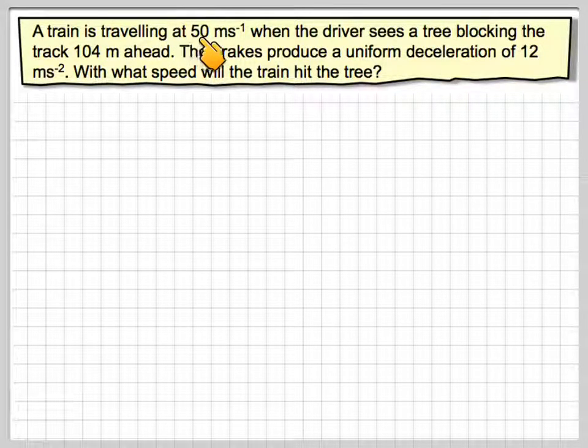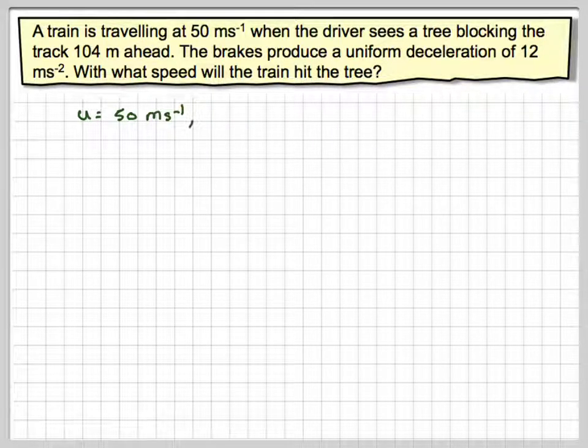A train is travelling at 50 meters per second when the driver sees a tree blocking the track 104 meters ahead. The brakes produce a uniform deceleration of 12 meters per second squared. With what speed will the train hit the tree?